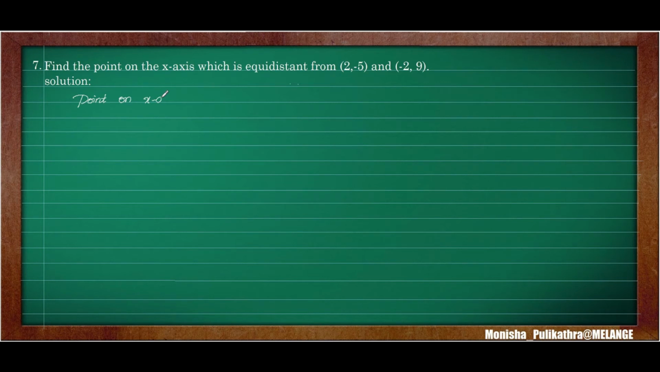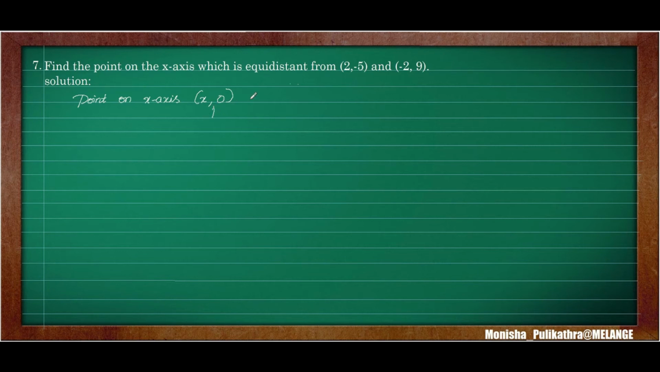Point on x-axis means there is a value for x, whereas for y-axis the value is 0. This is a point on x-axis. So x, 0 is a point on x-axis. If they ask for a point on y-axis, we have to write 0, y. Then the question is to find the point on x-axis. We need to find the value of x which is equidistant. Equidistant means same distance.